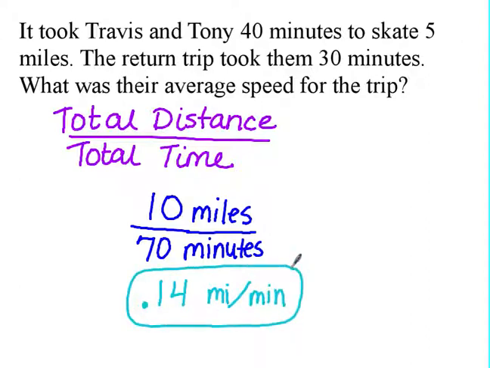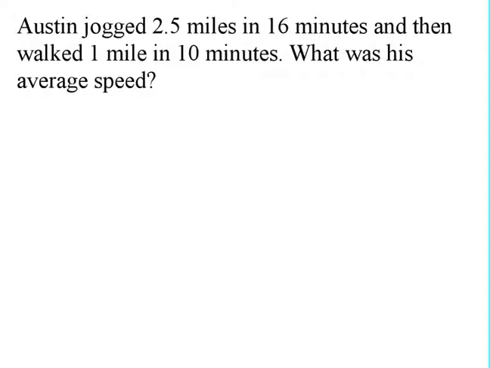So remember, average speed is total distance divided by total time. With that in mind, let's look at another one that deals with the same thing. Austin jogged 2.5 miles in 16 minutes and then walked 1 mile in 10 minutes. What was his average speed? I want you to go ahead and do this one for me. So find his average speed.